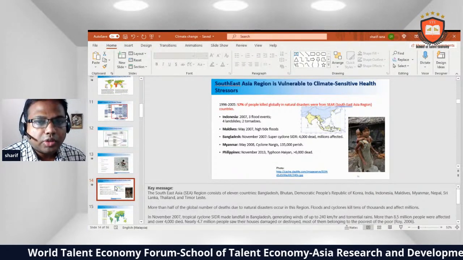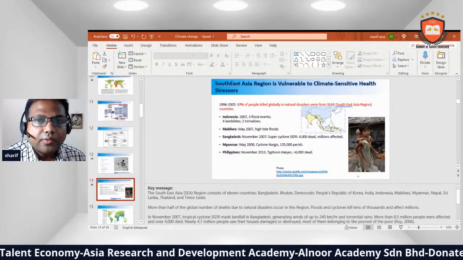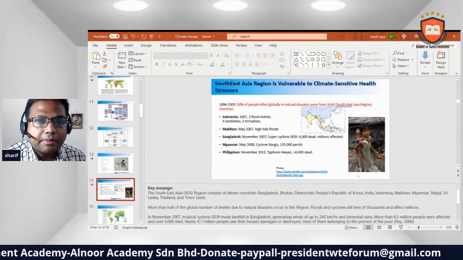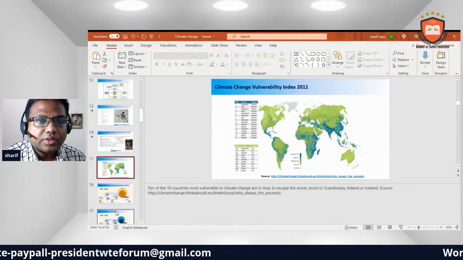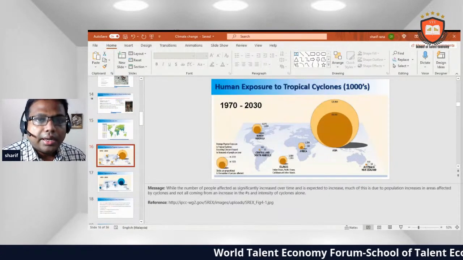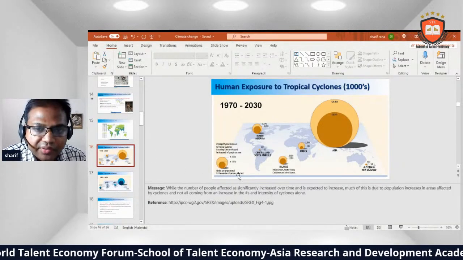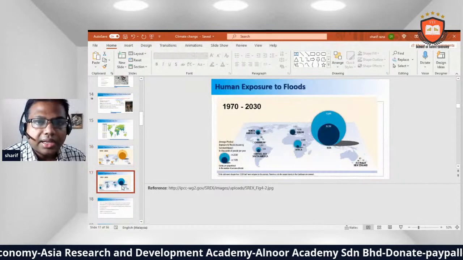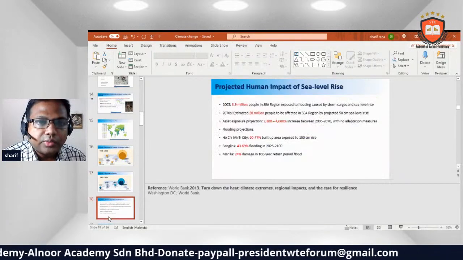From 1996 to 2005, 50% of the people killed globally in natural disasters were from the Southeast Asia region: Indonesia, Maldives, Bangladesh, Myanmar, and Philippines. Many people, like 1,000 people, die from climate change. Climate change vulnerability, 2011. From 1970 to 2030, human exposure to tropical cyclones: we are observing human exposure in Africa, North America, and everywhere they have tropical cyclones. From 1970 to 2030, other things will happen.